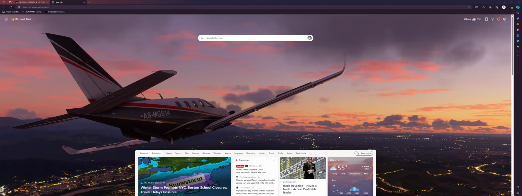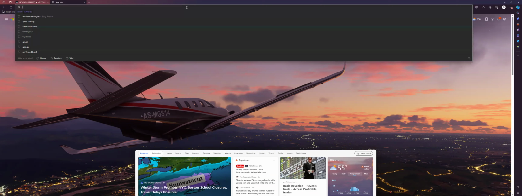So for this video, I'm going to be breaking down how you would go about seeing the margins required for any and all futures that you might want to trade. So first, what we're going to want to do is go to Google.